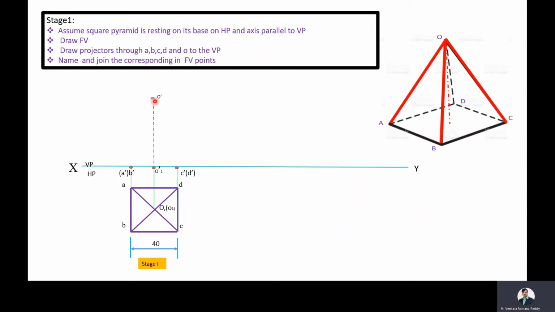Here, O dash and O1 dash is the length of the axis, which is equal to 70 mm. Then join O dash A dash, O dash C dash, B dash O dash, D dash O dash.